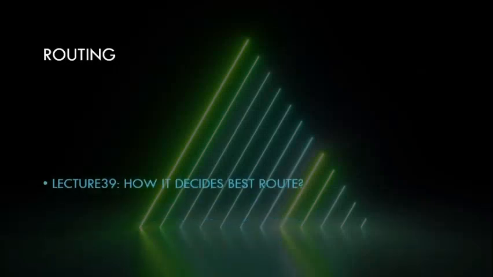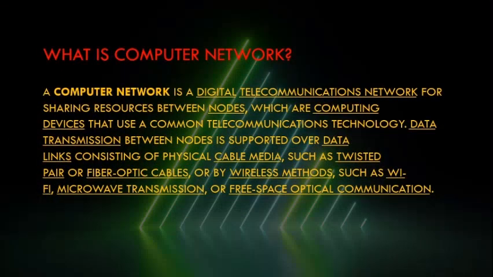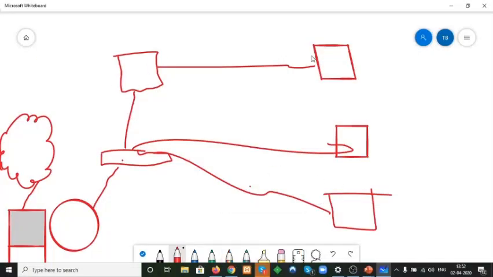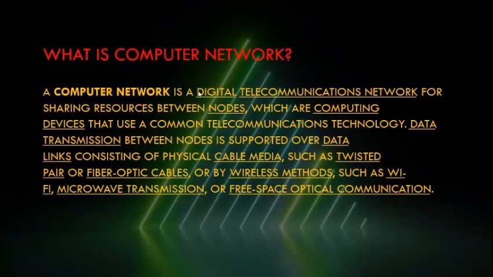So a computer network is a digital telecommunication network for sharing resources between nodes. What are nodes? This is a node. The devices which are connecting to the internet are nodes. Nodes are communication devices that use a common telecommunication technology.